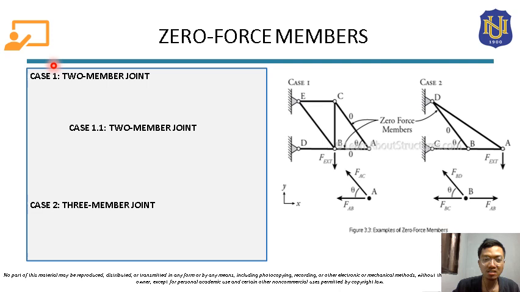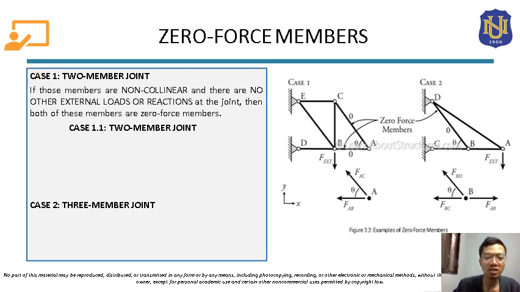The first case is for 2-member joints, or joints that have 2 members attached to it. Case 2 is for joints that have 3 members attached to that joint. For the first case, we can determine zero-force members if those members are non-collinear and there are no other external loads or reactions at the joint, then both of these members are zero-force members.